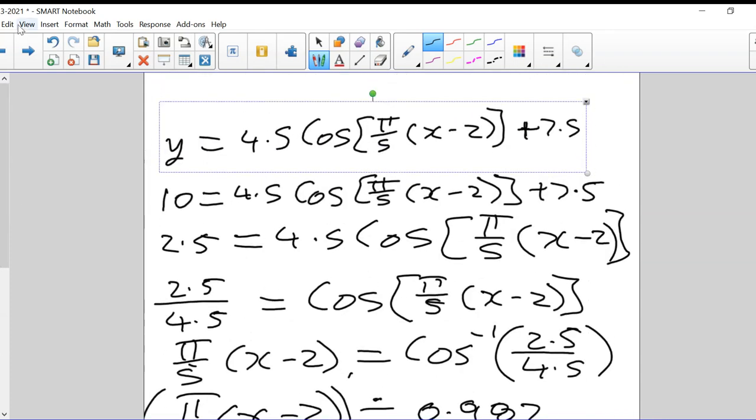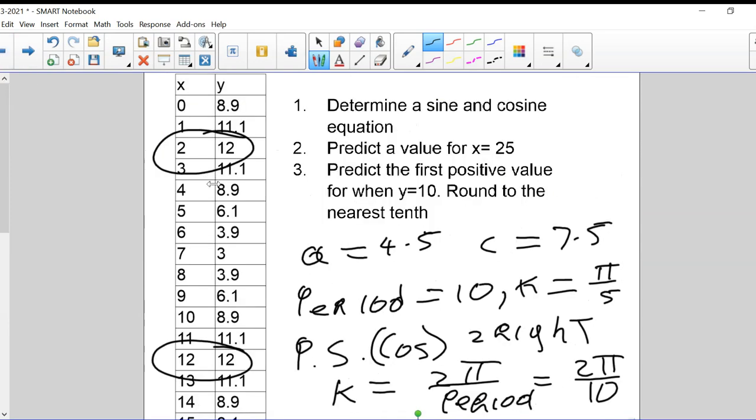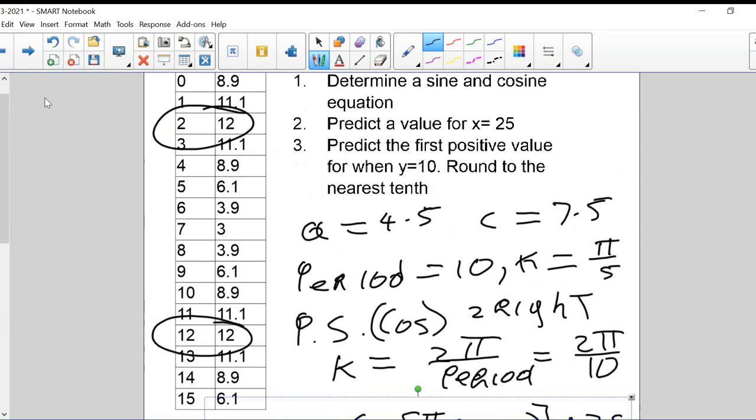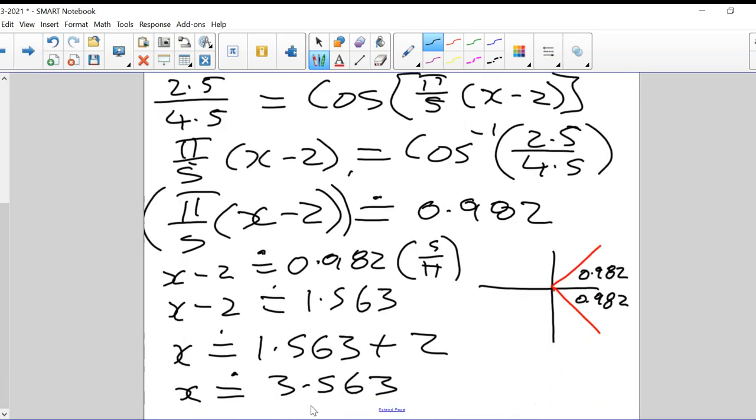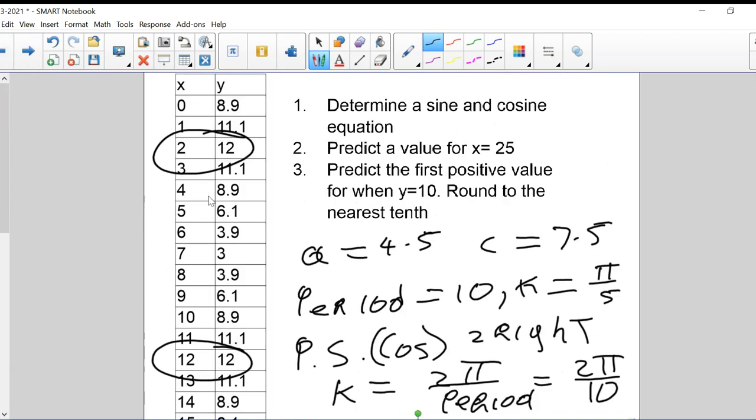Can we take you back to the table for a second here? That answer, in fact, let me look at that answer again. That answer of 3.563, right, is somewhere between here and here, where I'm pointing to. In fact, let me erase this stuff here. That answer is somewhere between 3 and 4. And yes, we can confirm that 10 on the y-axis is somewhere between 11.1 and 8.9.